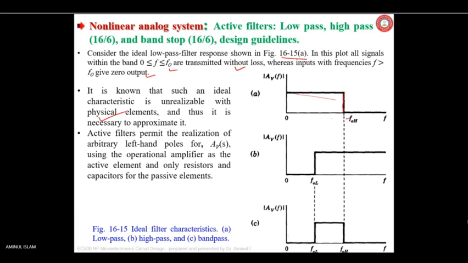It is known that such an ideal characteristic is unrealizable with physical elements like capacitors, inductors, or even op amps, because you have to use some passive elements, and thus it is necessary to approximate. The approximation may be something like what we have already seen: it starts dropping and will drop in this way. Active filters permit the realization of arbitrary left-hand poles for Av(s), using the operational amplifier as the active element and only resistors and capacitors as the passive elements. That we have seen. We'll see some of the cases here also.